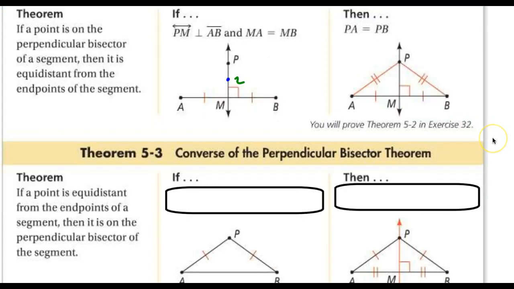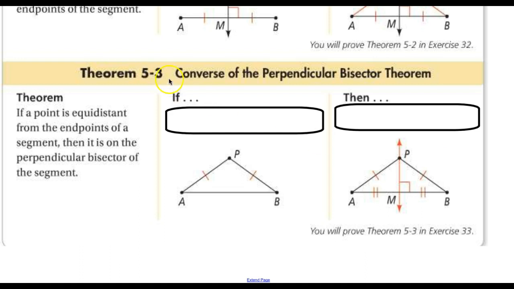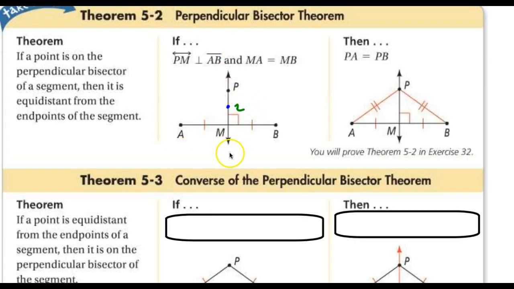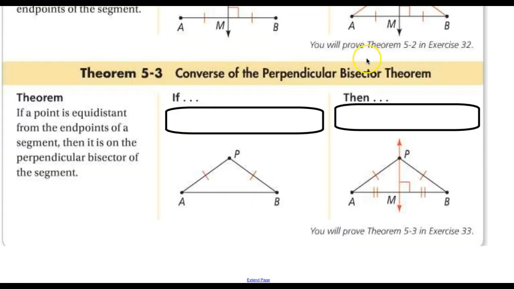So let's look at the next theorem here. This is the converse of the perpendicular bisector. Remember what converse means. You have converse, inverse, contrapositive. Reverse them, negate them, and then do both. So converse means to reverse them, right? So the top one said that if you have P and it's on the perpendicular bisector, then PA equals PB. This one's going to be the converse, so you're going to reverse those statements, and you're going to start off with PA equaling PB. So now we've got the isosceles triangle here.